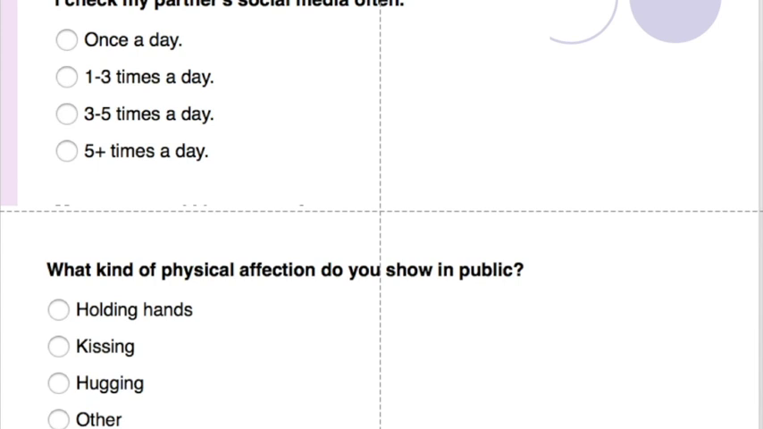The other thing is your participants probably don't know how often they're checking their partner's social media. So you actually might do something like often, not at all, rarely, never, because they probably don't have a physical number in mind. What kinds of physical affections do you show in public? In this case, it's a multiple choice, which only allows participants to mark 1. If you use a checkbox, you'll know it's a checkbox in Google Forms because it has a square instead of a circle, as with the radio button here on the side. This would allow your participants to mark all of them, for example.